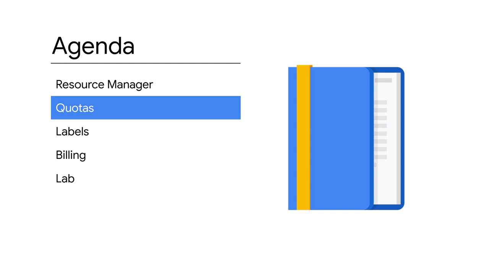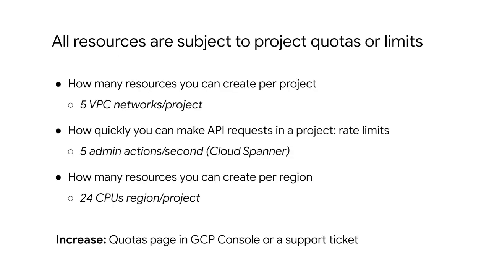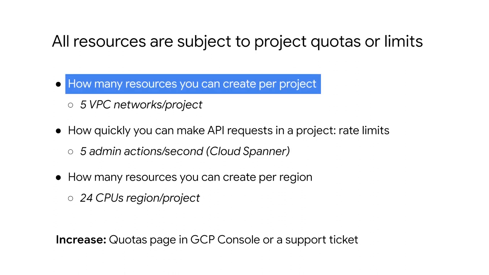Now that we know that a project accumulates the consumption of all its resources, let's talk about quotas. All resources in GCP are subject to project quotas or limits. These typically fall into one of the three categories shown here. How many resources you can create per project. For example, you can only have 5 VPC networks per project.